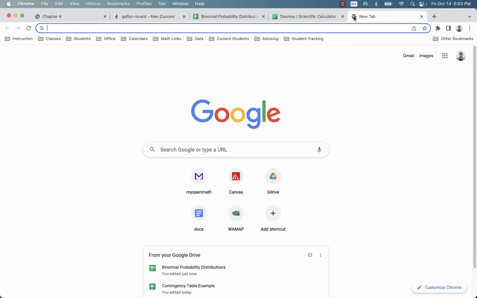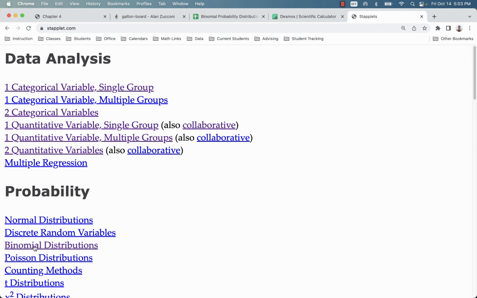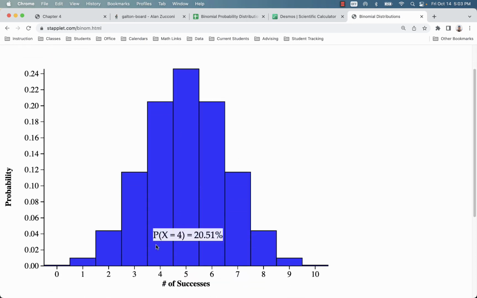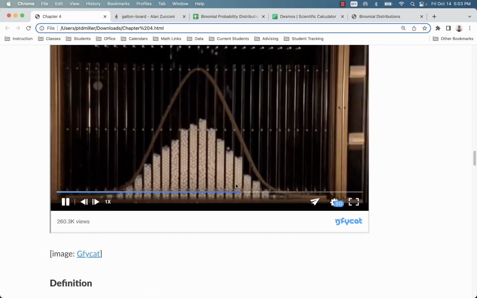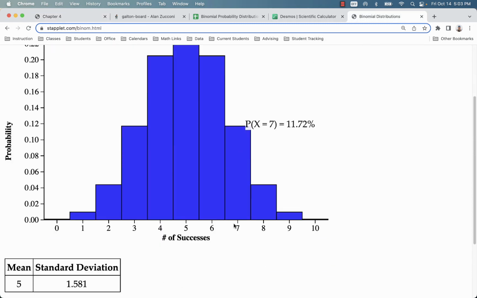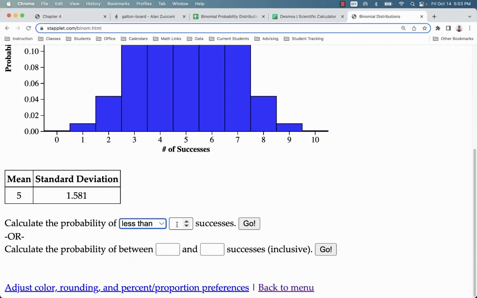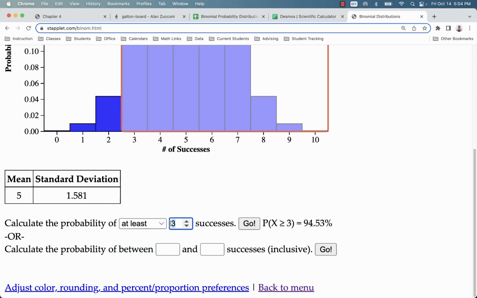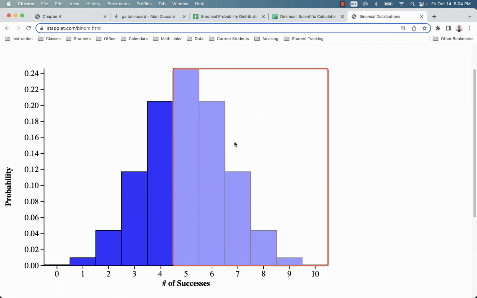Now the real nice way to do this is with Statlet. You can go to binomial distributions, plug in your 10 for n and your 0.5 for p, and get a quick visual of it. You can click on probabilities and see that 5 and 5 is most likely. We see how that really matches up with what we have here. And then we can calculate pooled probabilities like less than 3 lefts, or at least 5, and you get that probability notation, your answer, and your picture and everything.